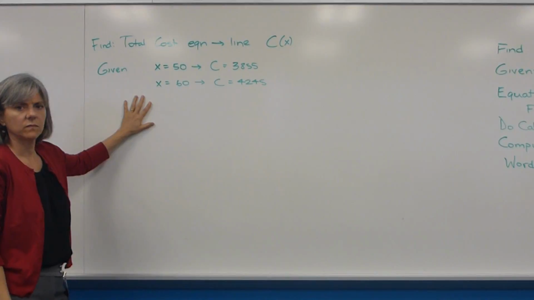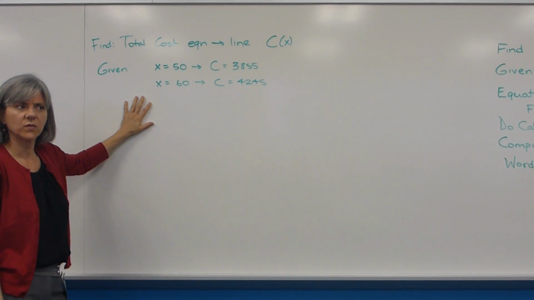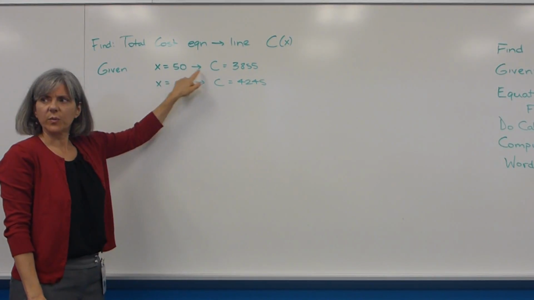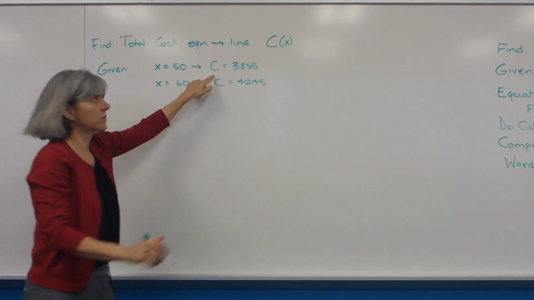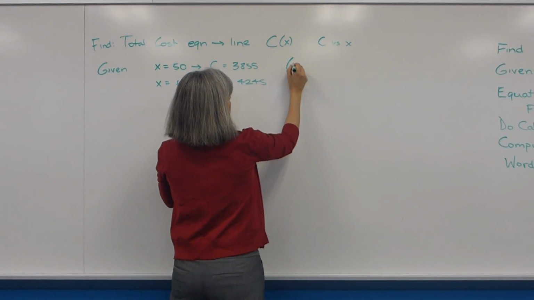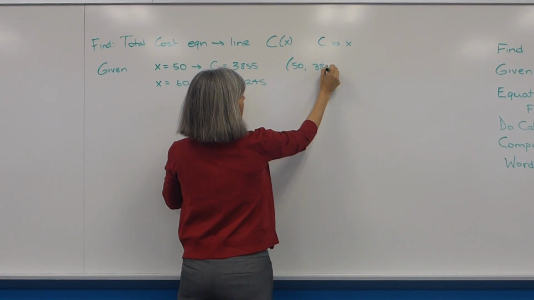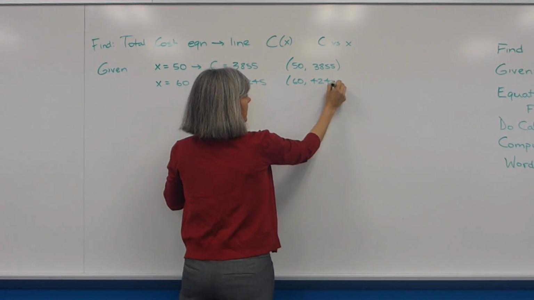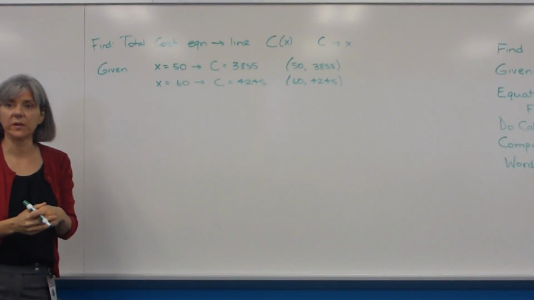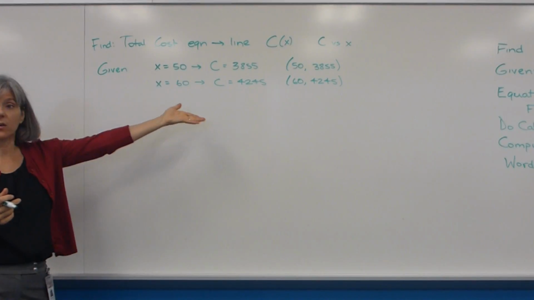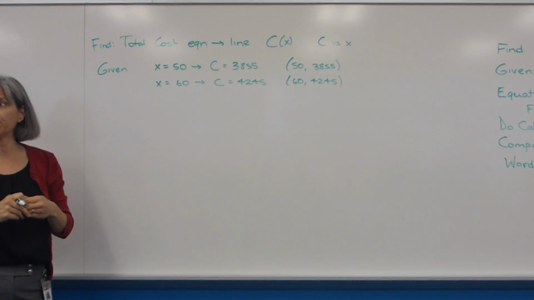Okay. Trying to find the equation of a line. Do I have enough information to get the equation of a line? These are really an ordered pair. Do you agree that's true? So I've got sort of C versus X. So I could write this as 50, 38.55, and 60, 42.45. Two points. So can I find an equation of a line for 2 points? Yeah, so how do I do that?